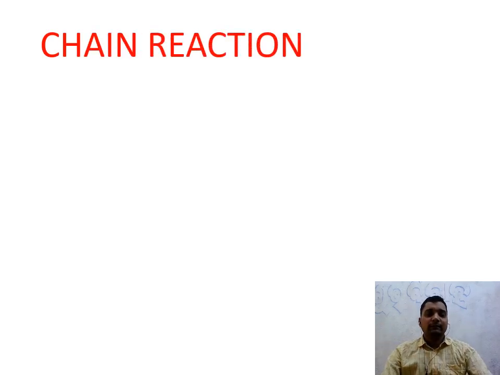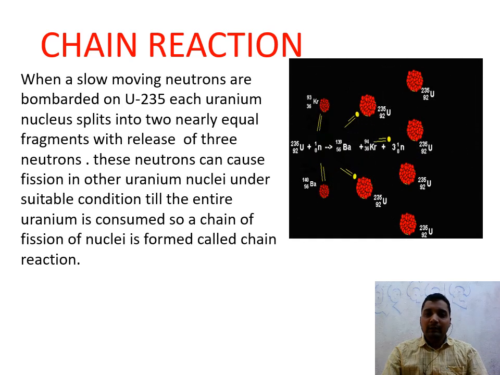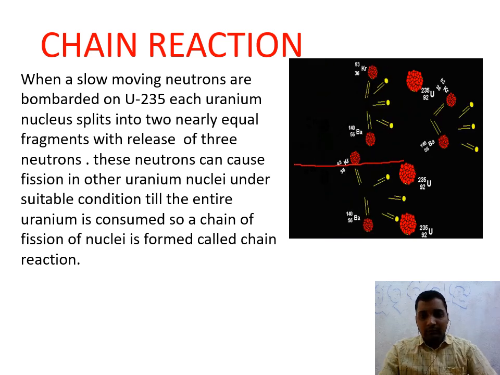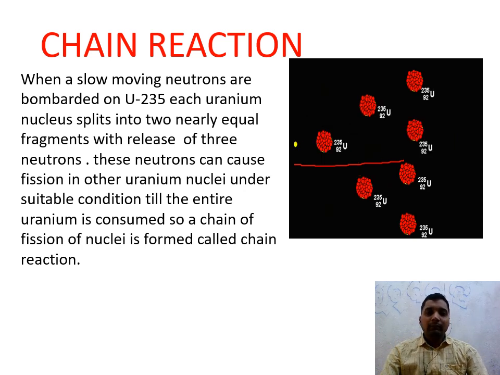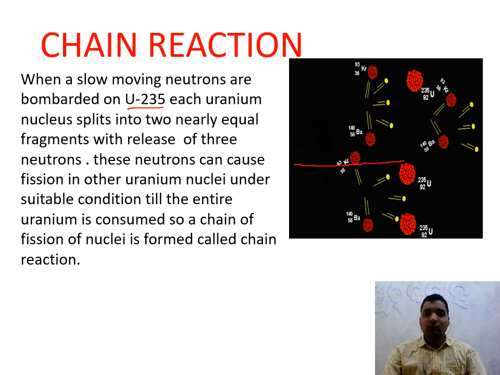Next, here you can see the chain reaction. What is a chain reaction? In nuclear fission, after the reaction, 3 neutrons come out. Those 3 neutrons again hit different uranium atoms. Here you can see, this is the first uranium-235. When a neutron bombards it, it gives barium, krypton, and 3 neutrons. Those 3 neutrons again hit different uranium atoms, and this process continues.